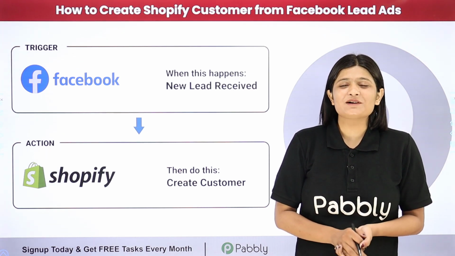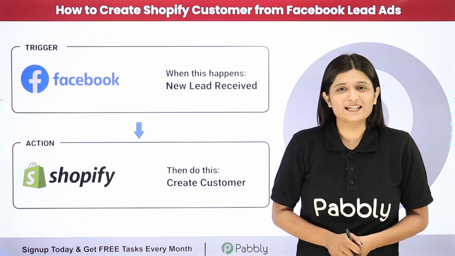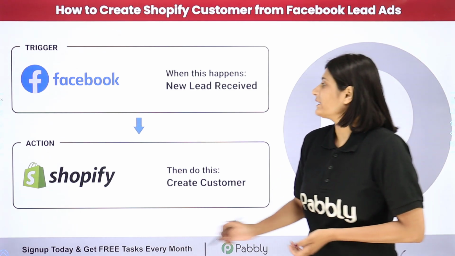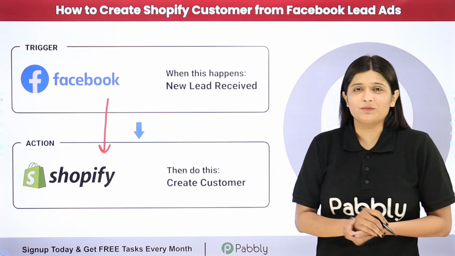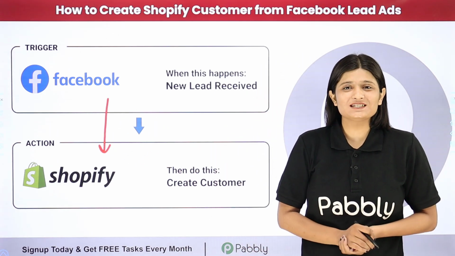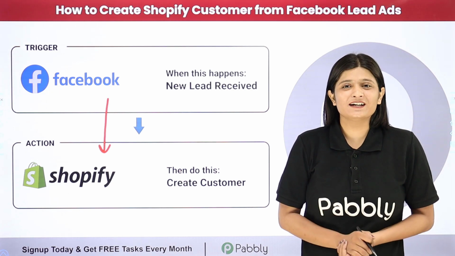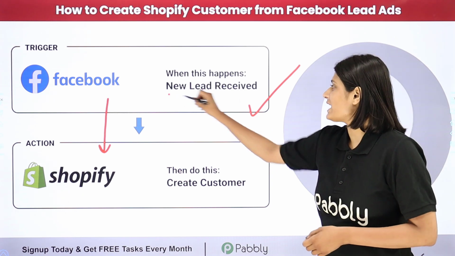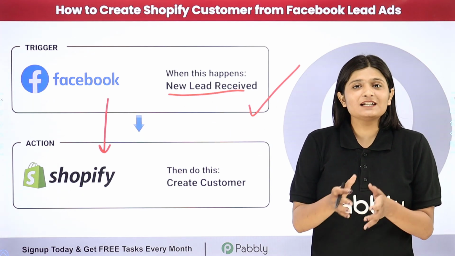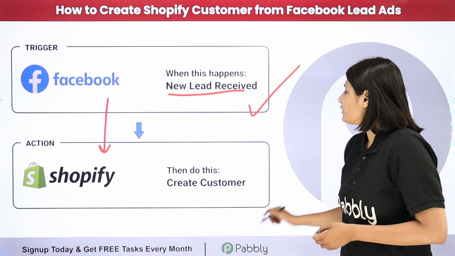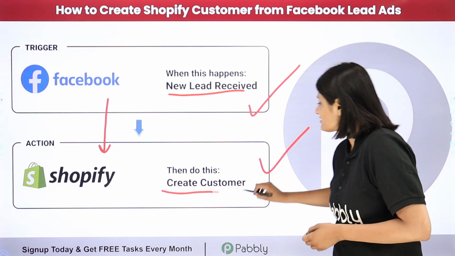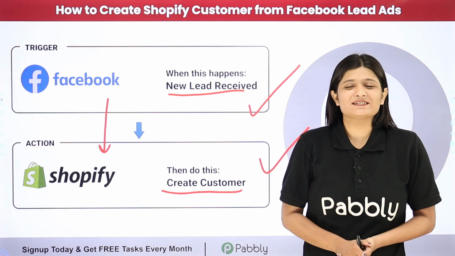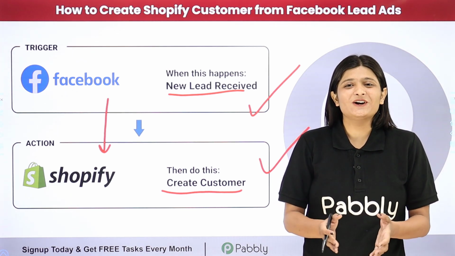So Pabbly Connect is an amazing automation and integration software which requires no coding or programming skills. Here I just need to build connection between Facebook lead ads and Shopify. Pabbly Connect runs on two principles, which is trigger and action. Here, as my trigger application, I am going to take Facebook lead ads from where I will receive new lead, and then in my action application, I am going to take this Shopify where the customer will be created as soon as the new lead will be received. If you want to learn this amazing automation step by step, then let me take you all to my screen.